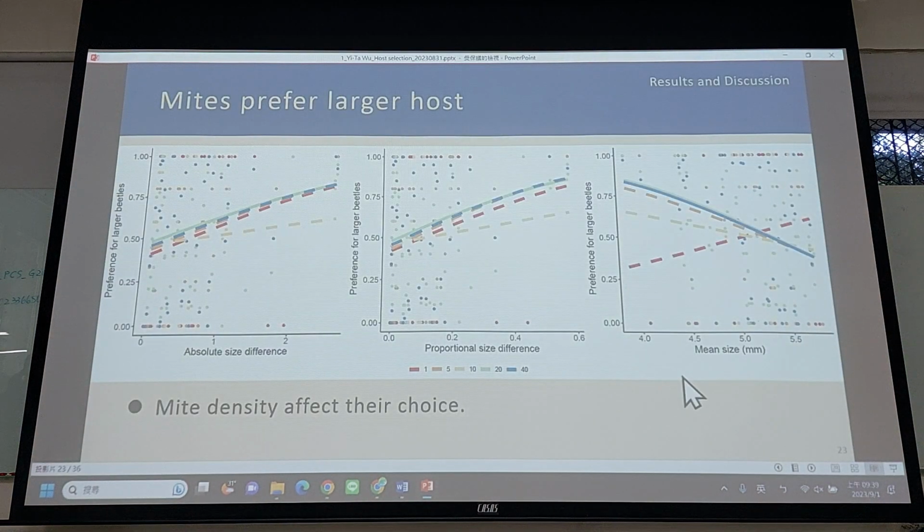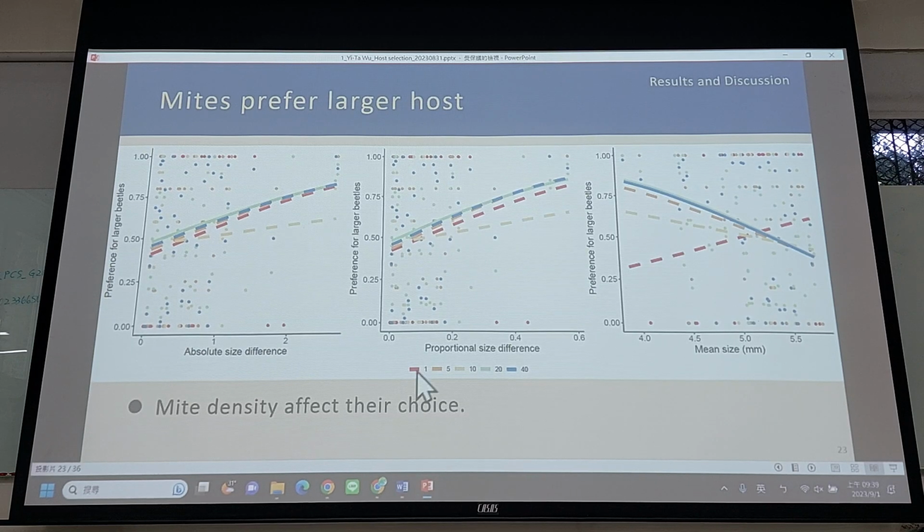Okay, this is our result. In the figure on the left, the y-axis is the preference for the larger beetle, and the x-axis is the absolute difference between the burying beetles. We can see that as the difference increases, the preference for the larger beetle increases. It has a tendency, so we can tell that mites do have a preference for larger beetles.